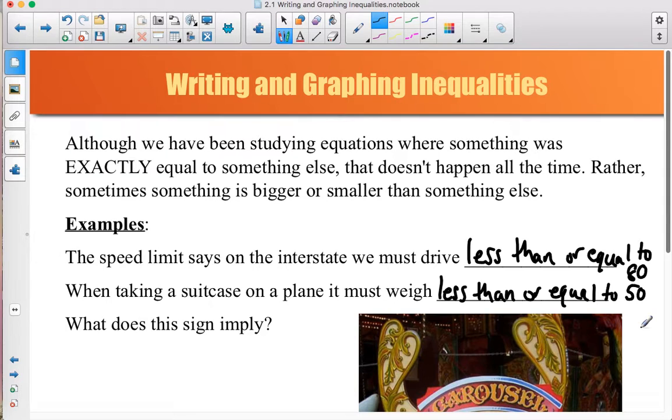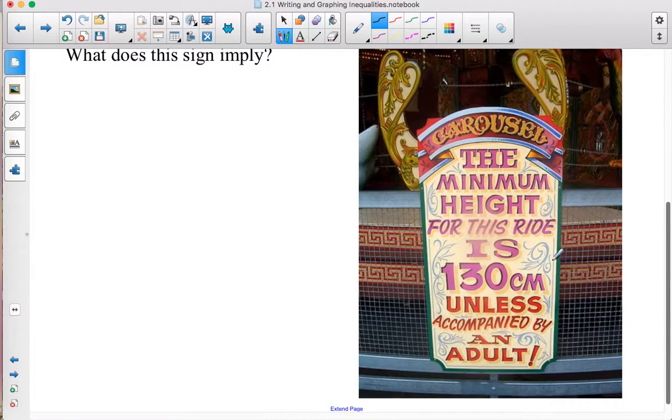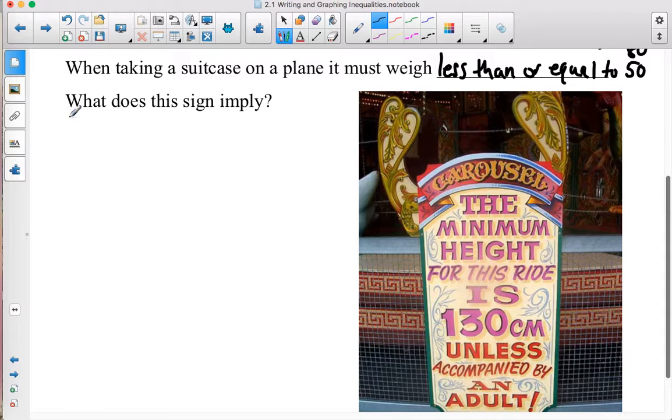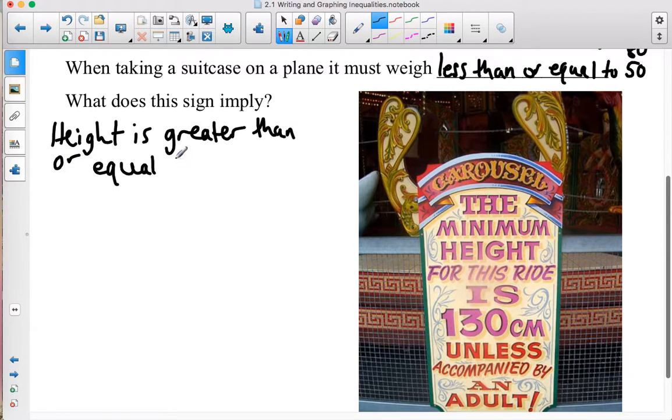What does this sign imply right here? This sign says in order to ride the carousel, the minimum height for this ride is 130 centimeters. So what does it say? It says the height has to be, height is greater than or equal to 130 centimeters.